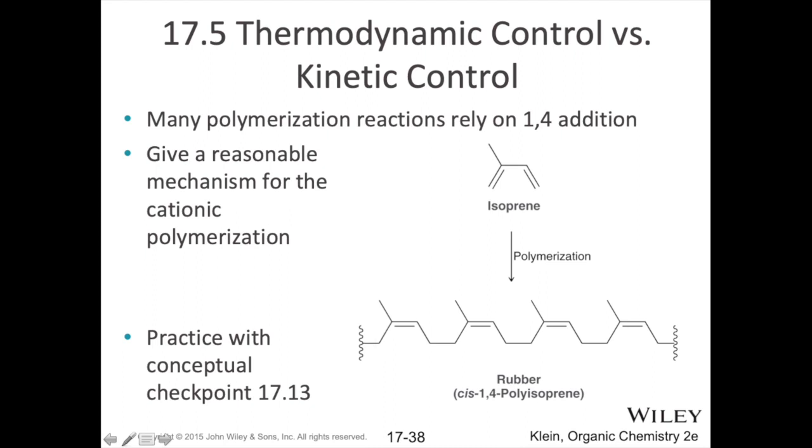Okay, so when it comes to polymerization, we looked at that back last semester in the chapter on radical reactions. But when it comes to polymerization, a lot of those polymerization reactions rely on a 1,4 addition. So for example, here we take an isoprene monomer and we can form this polymer here. Notice that it's a 1,4 polymer. That's what causes that polymer strand to grow out as that kind of straight chain there.